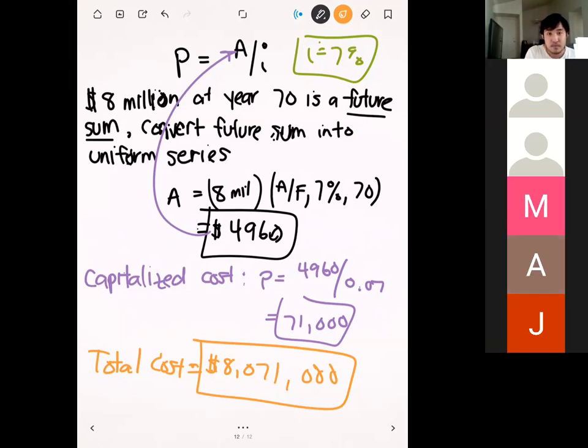Wait, is the $4,960, is that per year? That's per year. Yes. And so basically what we said is that if we're going to replace it at $8 million in 70 years, that's the same thing as saying we put $4,960 each year towards maintenance. So they're basically equivalent.